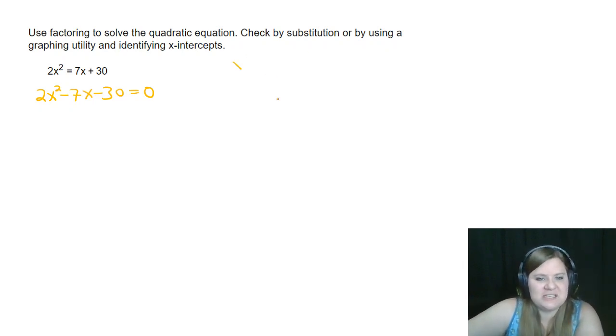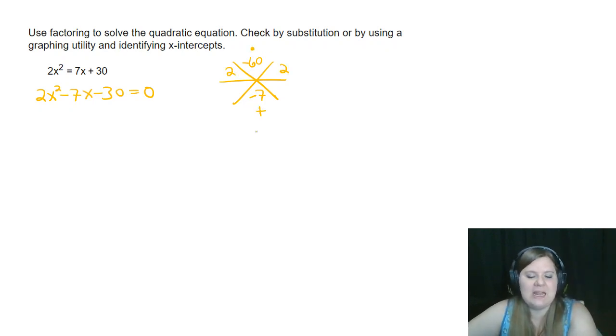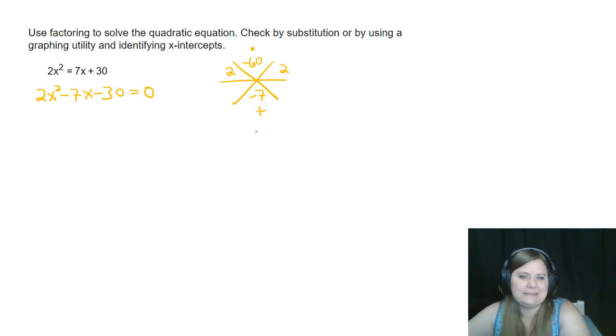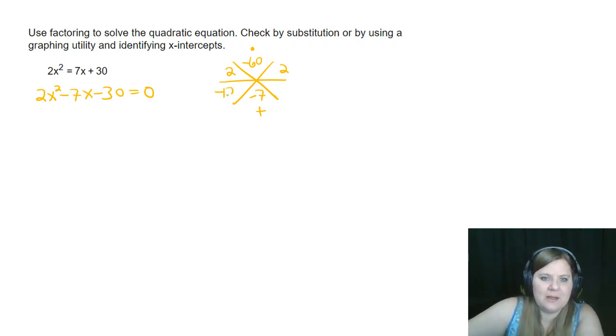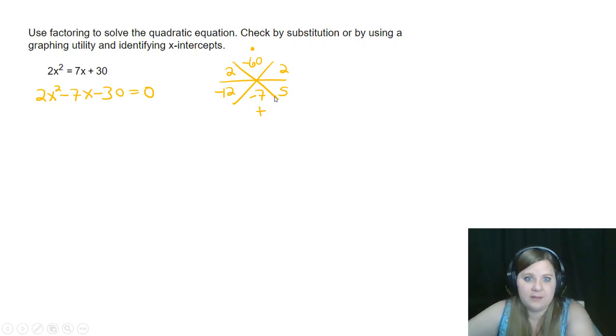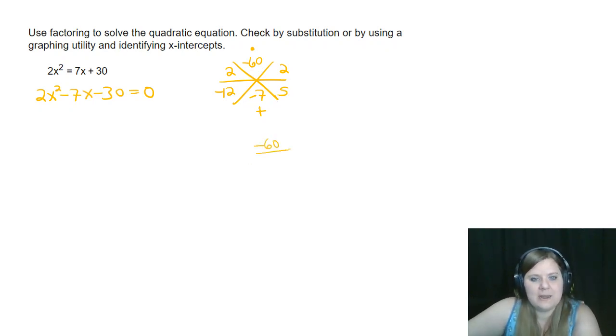So now I'm going to jump straight into the asterisk. A times C is negative 60. B is negative 7. A is 2. And I need to find two numbers that multiply to negative 60 and add to negative 7. Now, I'm getting negative 12 and positive 5. But remember, if you don't know, write out factors of negative 60, like 1 and 60, 2 and 30, 3 and 20, 4 and 15, 5 and 12, 6 and 10, and that'll be it.